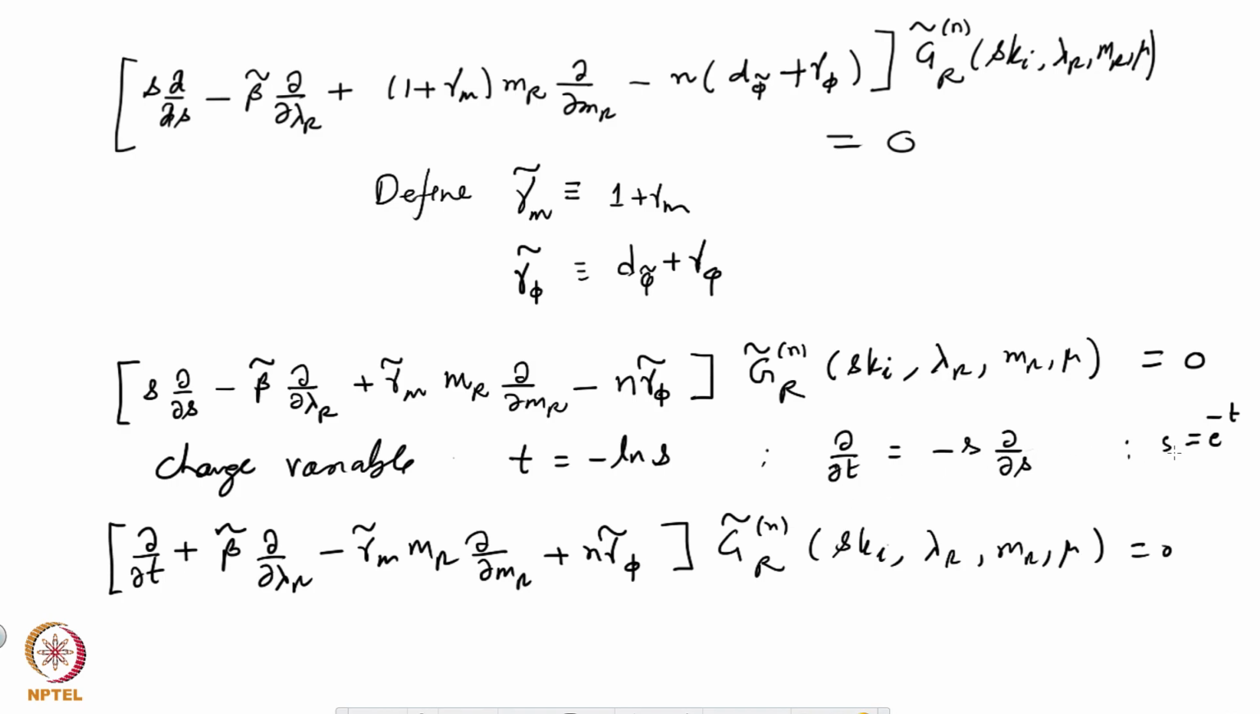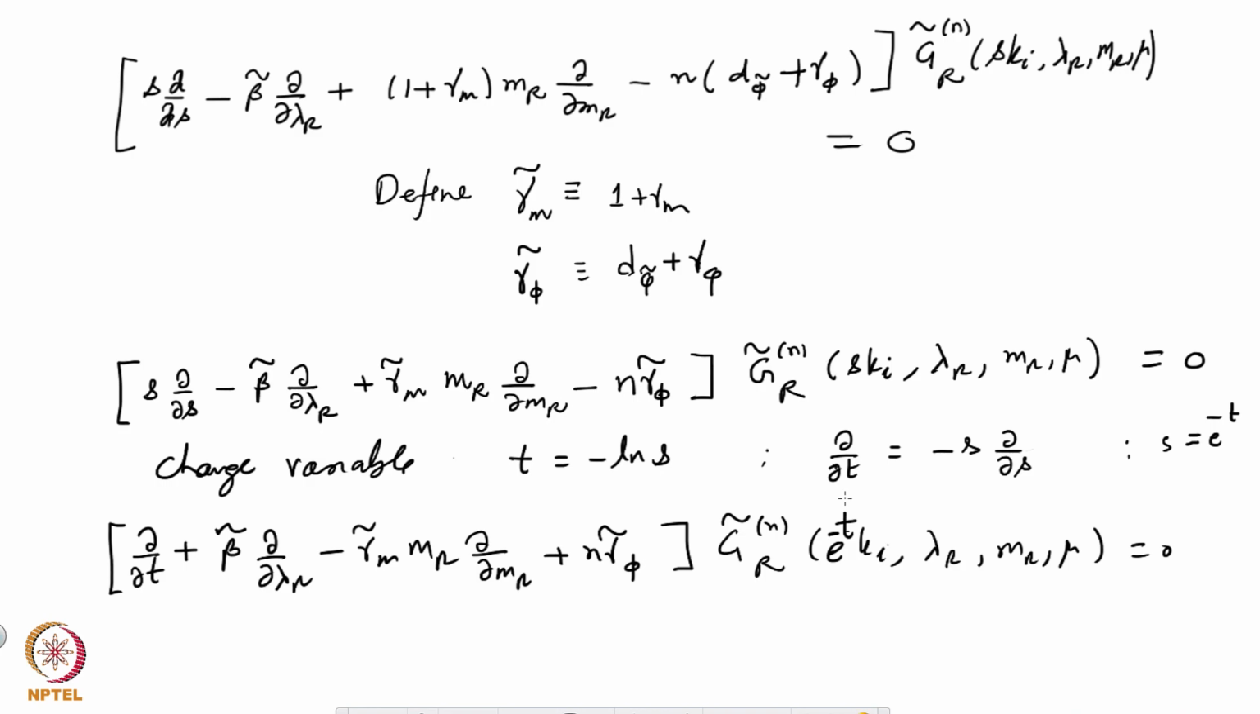So S is e to the minus t now. Here, instead of S, I should write e to the minus t. Okay, so this is fine.